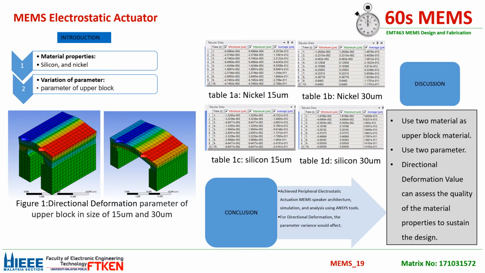We use the materials nickel and silicon, and the parameters we use are 50 micrometer and 30 micrometer. You can see the table where the result comes from. These are the deformation parameters for the upper block.